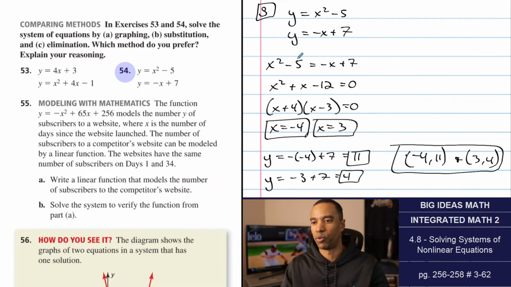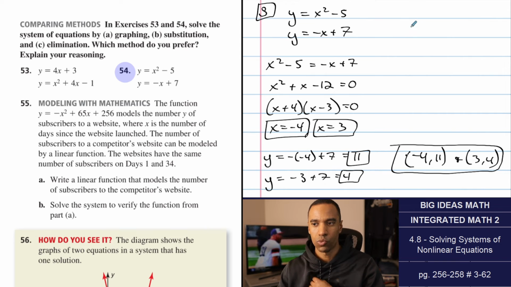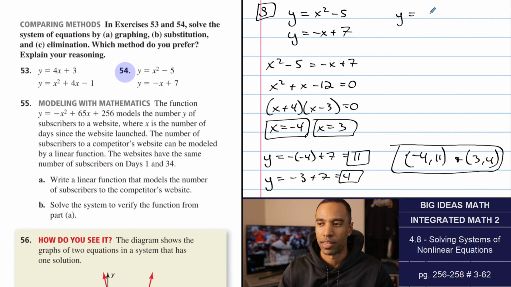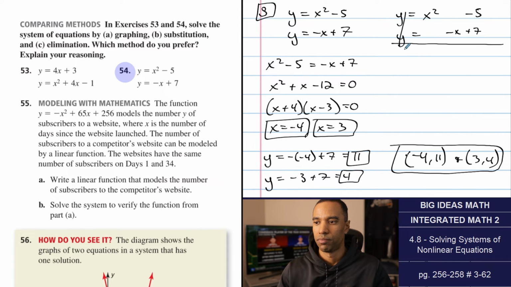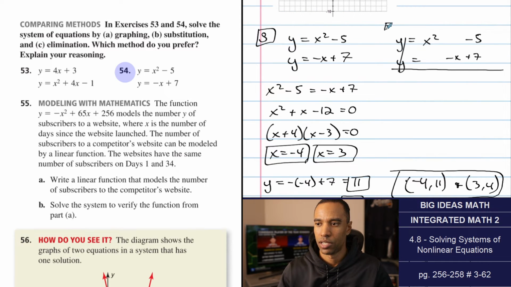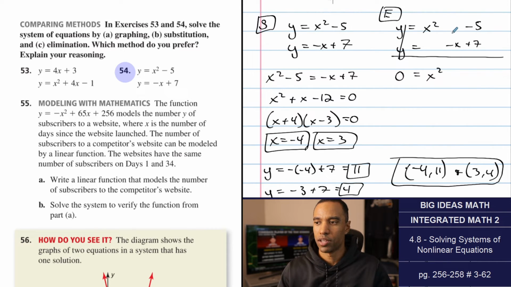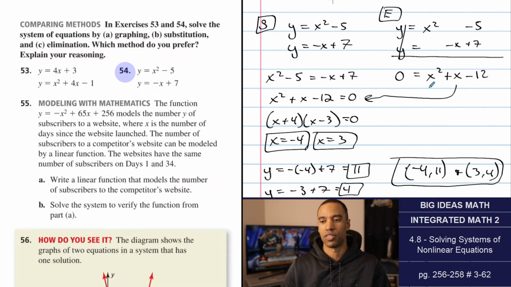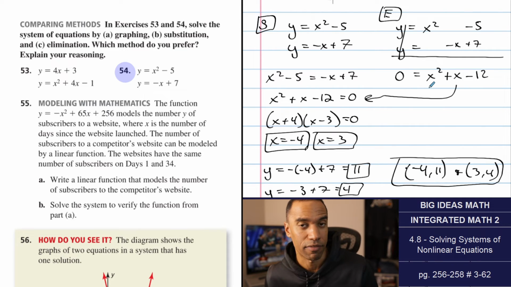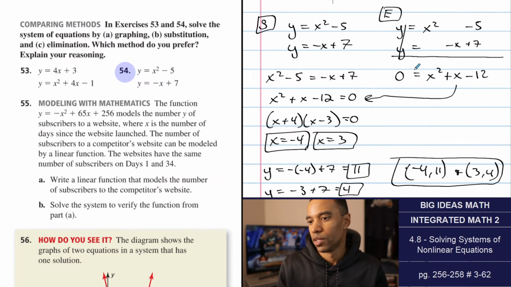Now for elimination, I'm only going to go until I set it equal to 0 like this, which will kind of be a first step if I write this correctly. y equals x squared minus 5 and y equals negative x plus 7. y minus y is 0. X squared minus nothing is x squared. 0 minus negative x is positive x. Kind of tough. Negative 5 minus 7 is negative 12. And you can see where we go from here to there, solving the rest of the way. I would do the same stuff after that. Substitution or elimination, so same-ish.